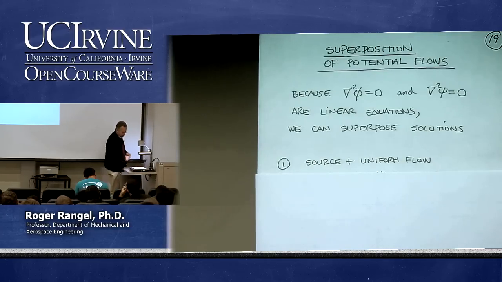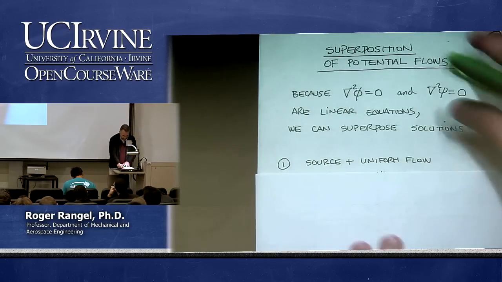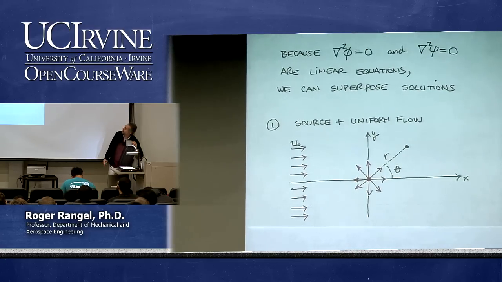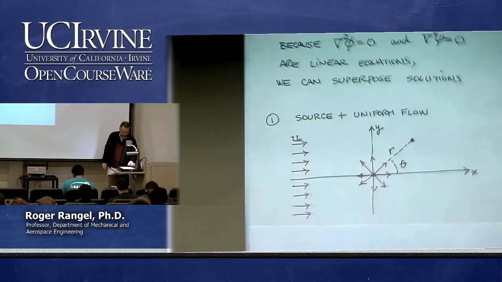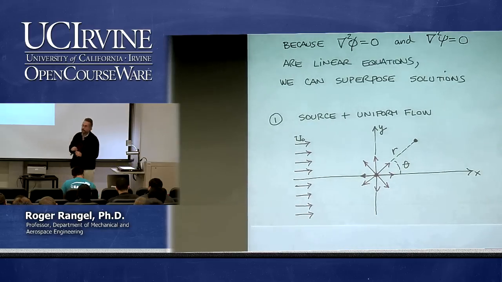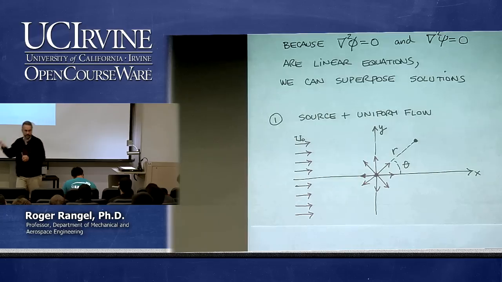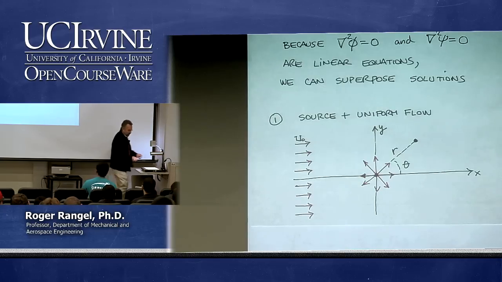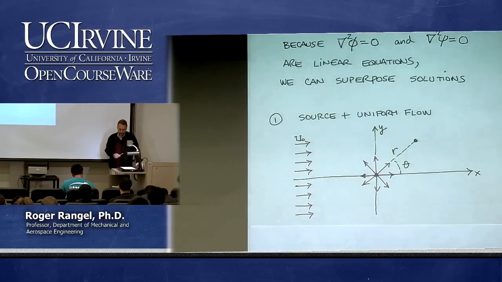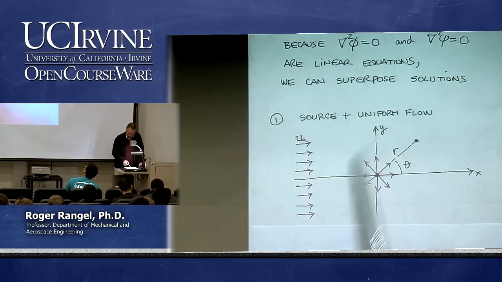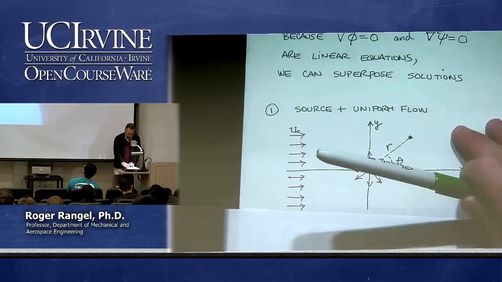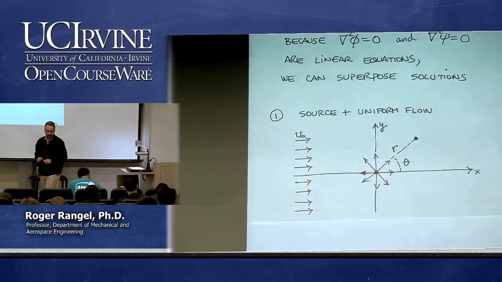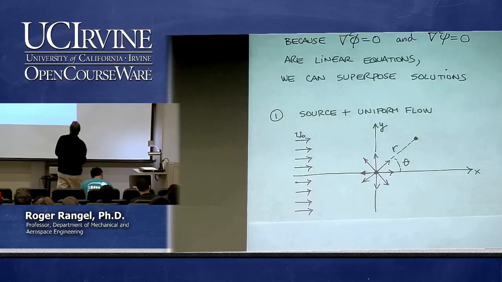What would happen? And so here's the picture of what we're trying to superimpose to each other. I have placed the source at the center, like we did when we first looked at the source. So I have a line source at the origin. And now I take a uniform flow that comes from left to right, and I superimpose them. And I try to see what's going on.